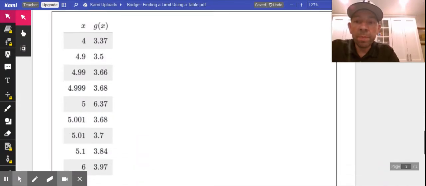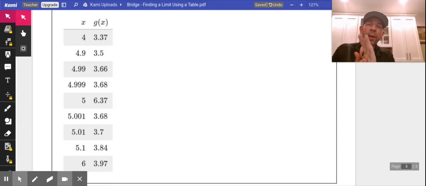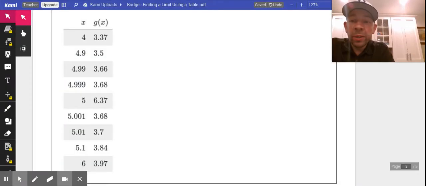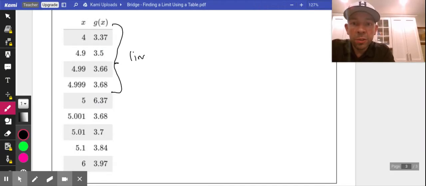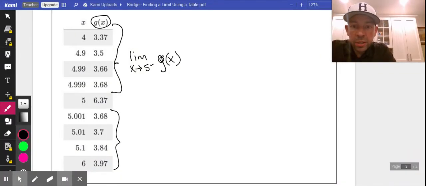All right, one last one. Here's an example where we may not know exactly what the limit should equal just by looking at the table, okay? Now, we're going to do the limit as x approaches 5, and we're going to do it from the left and from the right. So you're going to use this information right here to do the limit as x approaches 5 from the left. In this case, it's g of x. Notice that name right here. And then you're going to use this information to do the limit as x approaches 5 from the right of g of x.